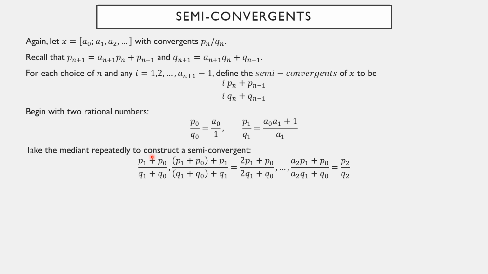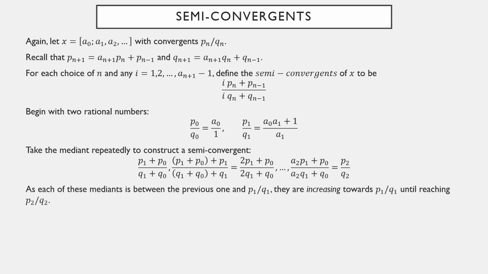Then take the mediant with p₁/q₁ again. We're always going to take the mediant with the convergent with larger index. So we take the mediant with p₁/q₁ again, and you'll get this. Take the mediant with p₁/q₁ again, and you'll add a p₁ up here and a q₁ down here, and so on and so on. And if you do this a total of a₂ times, you will have exactly constructed p₂/q₂.